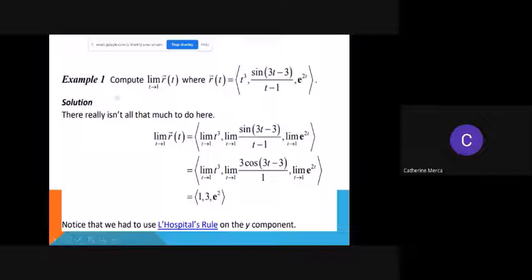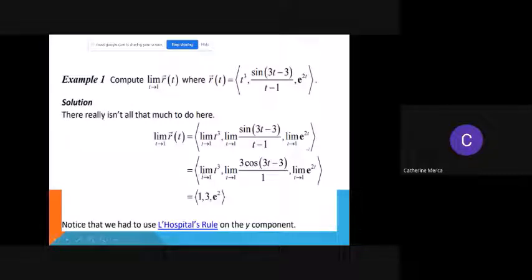So for that example, we have the following. Compute for the limit of r of t as t approaches 1, where r of t is t cubed, sine of 3t minus 3 over t minus 1, and e to the 2t. So what are we going to do? According to the information that we had earlier, all you have to do is take the limit of each component. So you will have the limit of t cubed as t approaches 1, the limit of the second component, sine of 3t minus 3 over t minus 1 as t approaches 1, and the limit of e to the 2t, the next one, as t approaches 1.